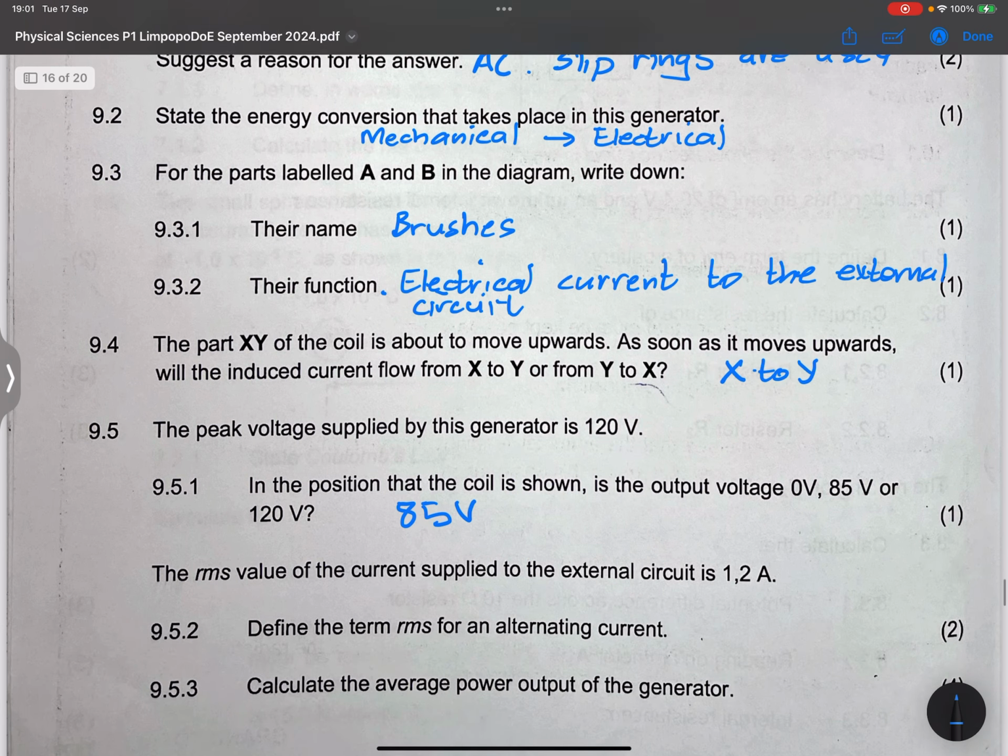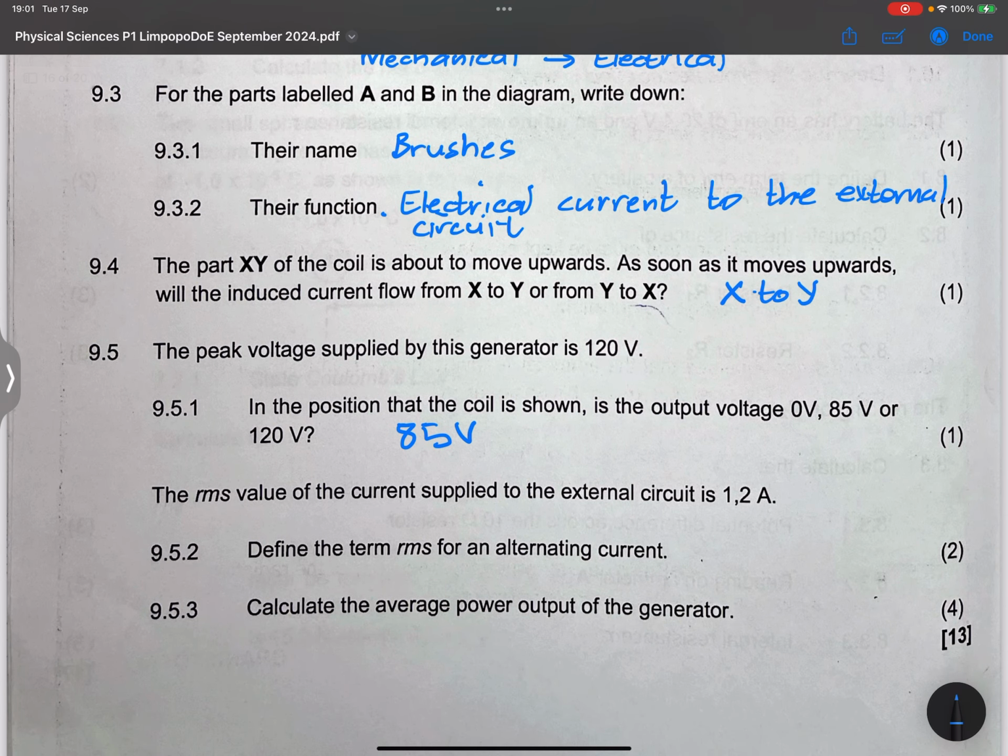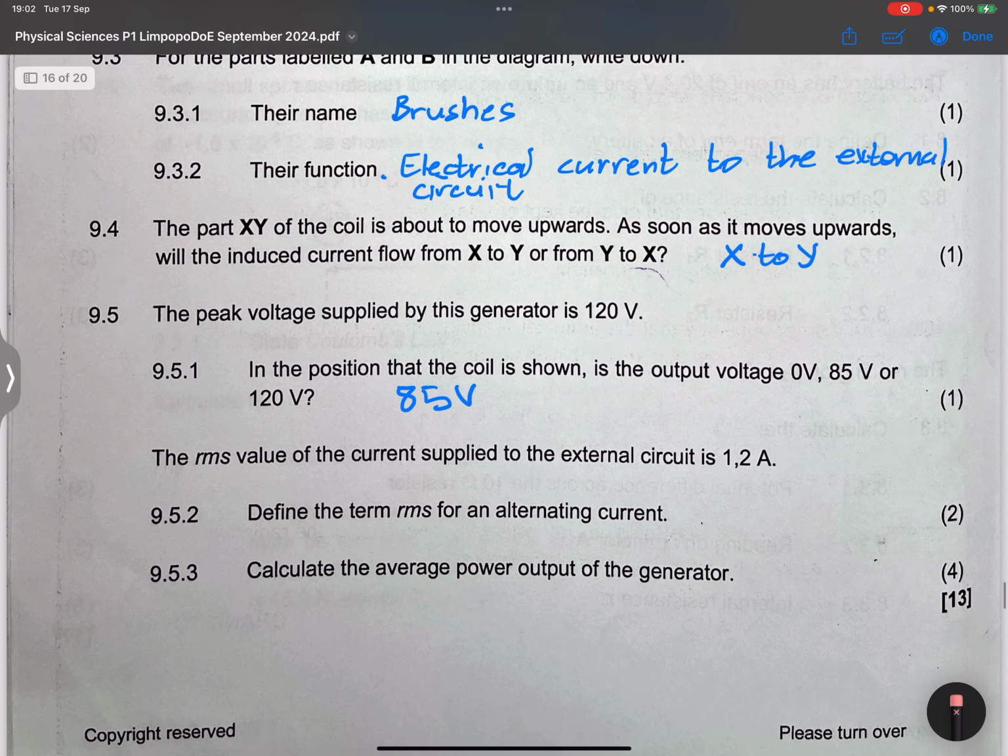Then they say the RMS value of the current supplied to the external circuit is 1.2 amperes, and they want you to define RMS for an alternating current. Hey guys, I'm struggling with this definition for RMS. Please go and look at it and make sure that you answer it. I'll skip that one for now.